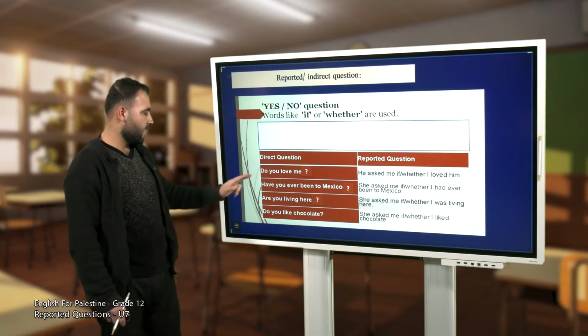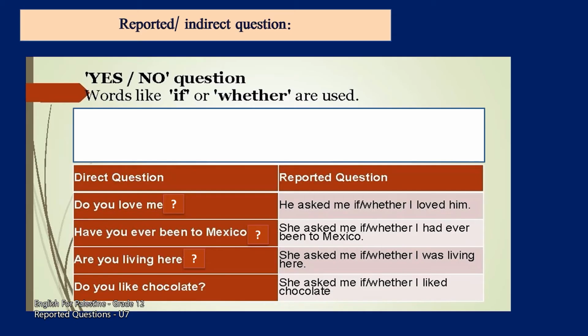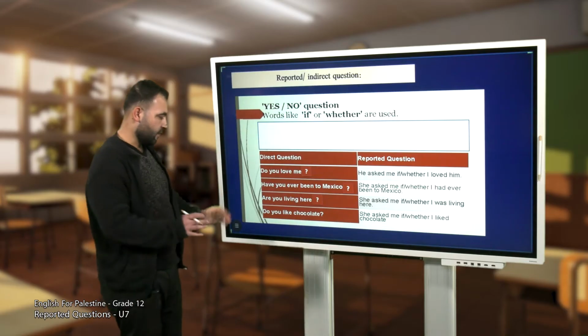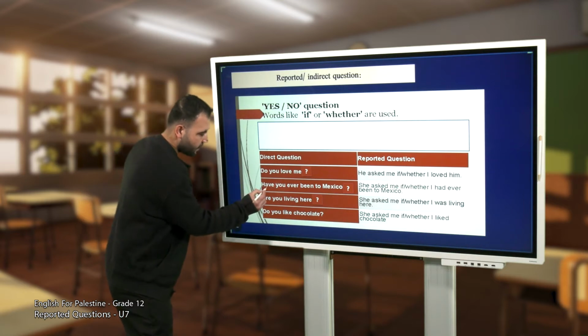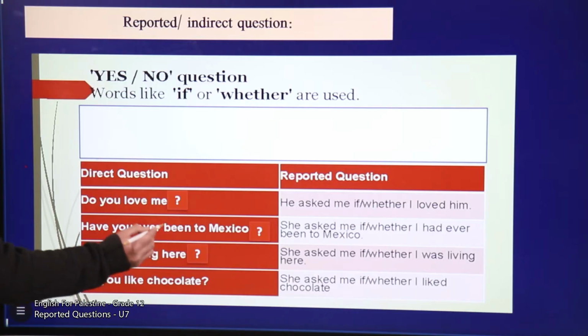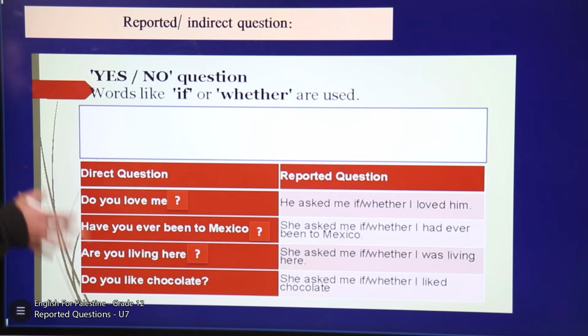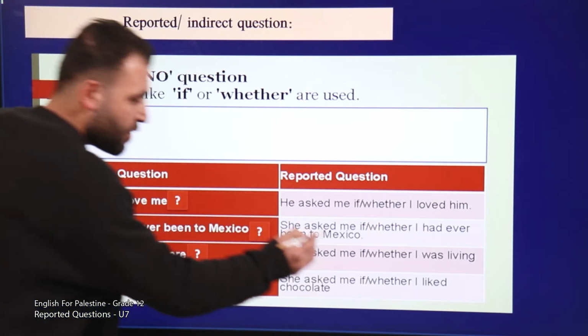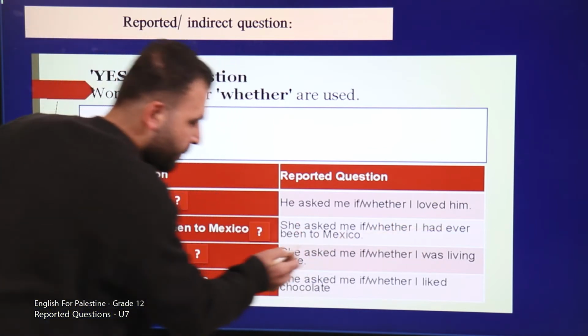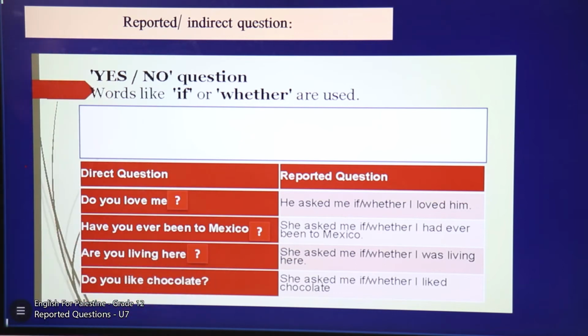Number 2: Have you ever been to Mexico? She asked me if or whether I had ever been to Mexico. Note that have ever been is a present perfect tense. It is changed to had ever been, past perfect tense.